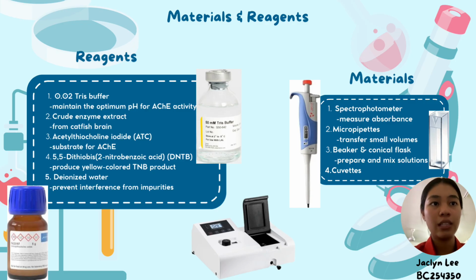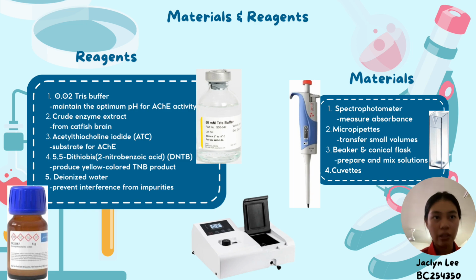Next, we have ATC. ATC is a substrate for the AChE. During the reaction, AChE will hydrolyze ATC to produce thiocholine and acetate. We also have DTNB, which is also known as Ellman's reagent. DTNB reacts with the thiocholine produced during the reaction and will form a yellow colored product known as TNB. We also use deionized water to prepare the reagent solutions and prevent interference from impurities.